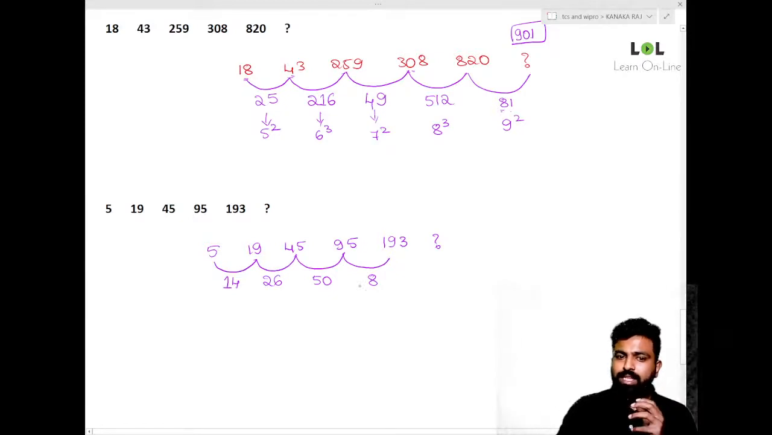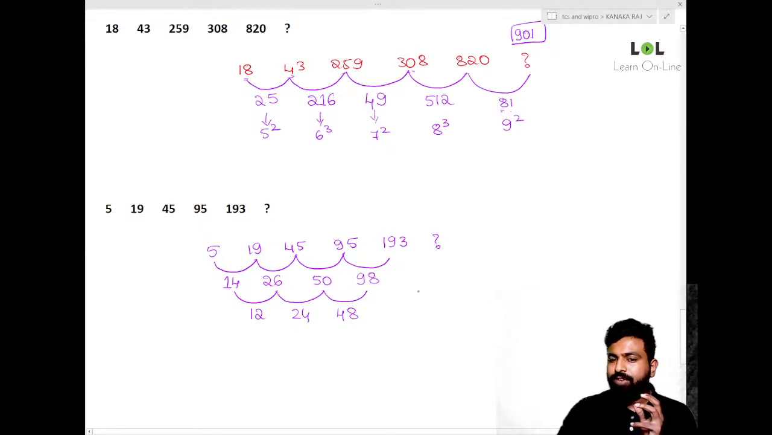What will be the difference here between 95 and 193? 95 plus 8 gives you 103. 103 plus 90 gives you 193. 14 and 26. What is the difference? Difference between 14 and 26 is 12. 26 and 50. The difference here is 24. 50 and 98. The difference here is 48.